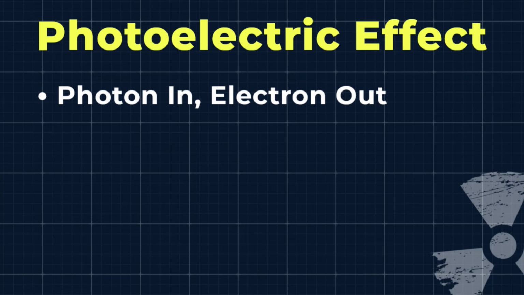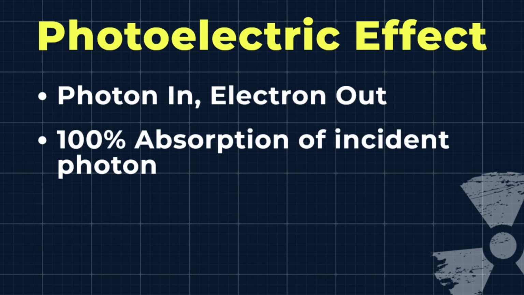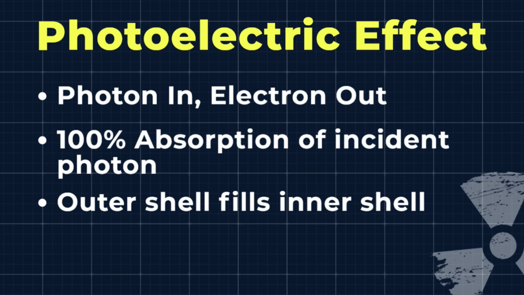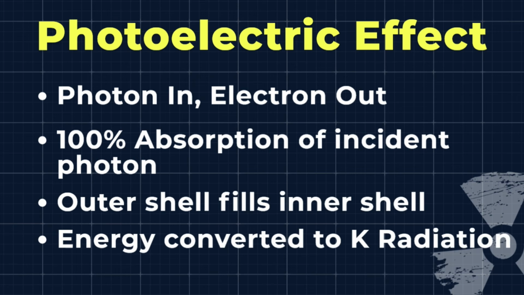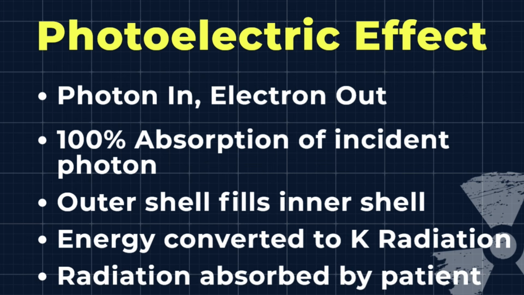So again, the main idea is simple. Photon in, electron out. The original incident X-ray photon is completely absorbed. Outer shell fills the vacancy of the inner shell. It loses energy. That loss of energy gets converted into a characteristic X-ray. That is then absorbed within the patient's body. Why? Because it interacted with an atom that had a very low atomic number and therefore not enough energy to exit the body.